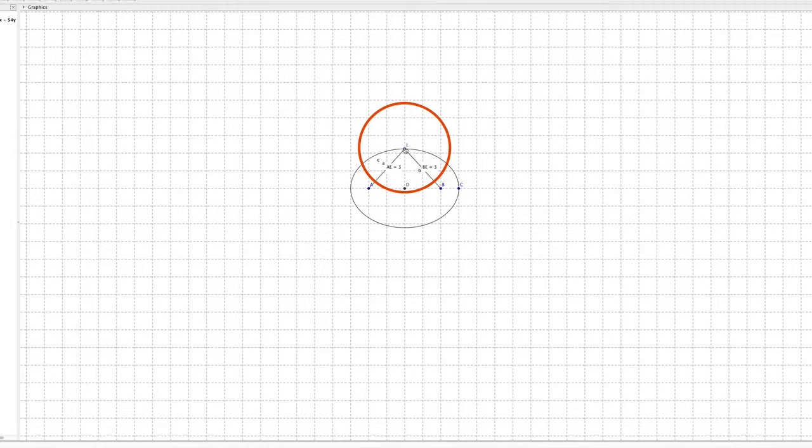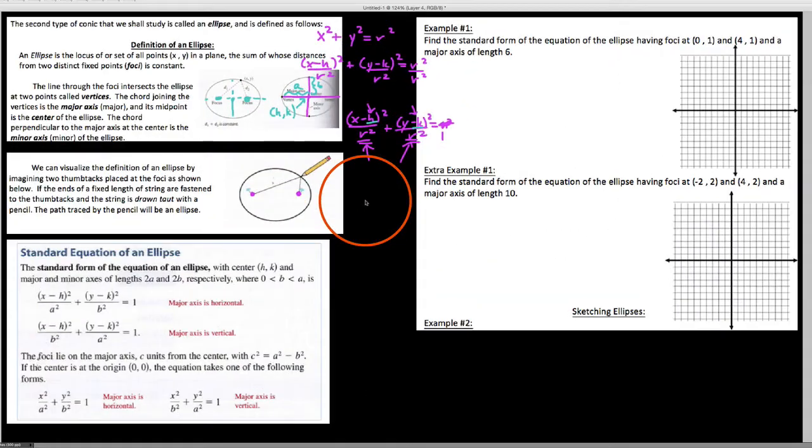I get 3. Oh, you get 6, my bad. 3 plus 3 is 6. Add these together, you get 6. Add these together, you get 6. Add this together, here you would get 5 plus 1 is 6. So no matter where you go on this ellipse, this point will always have the sum of its focal chords summing up to be a constant. Okay, so that is our definition of an ellipse.